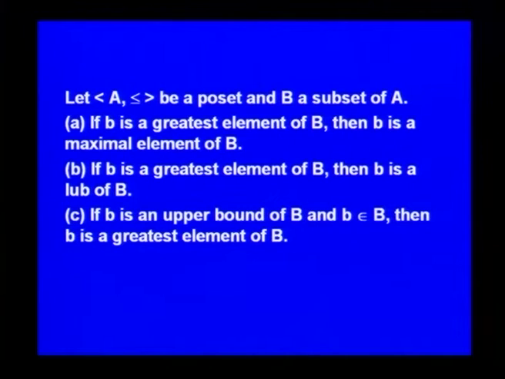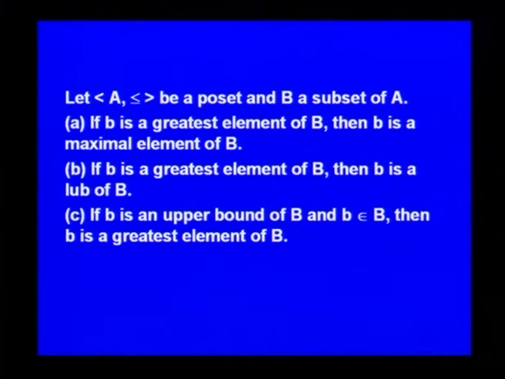These results follow immediately. Let (A, ≤) be a poset and B a subset of A. If b is a greatest element of B, then b is a maximal element of B. Obviously, the greatest element has to be a maximal element, but not conversely. A maximal element need not be the greatest element. We have seen that. Similarly, the least element will be a minimal element.